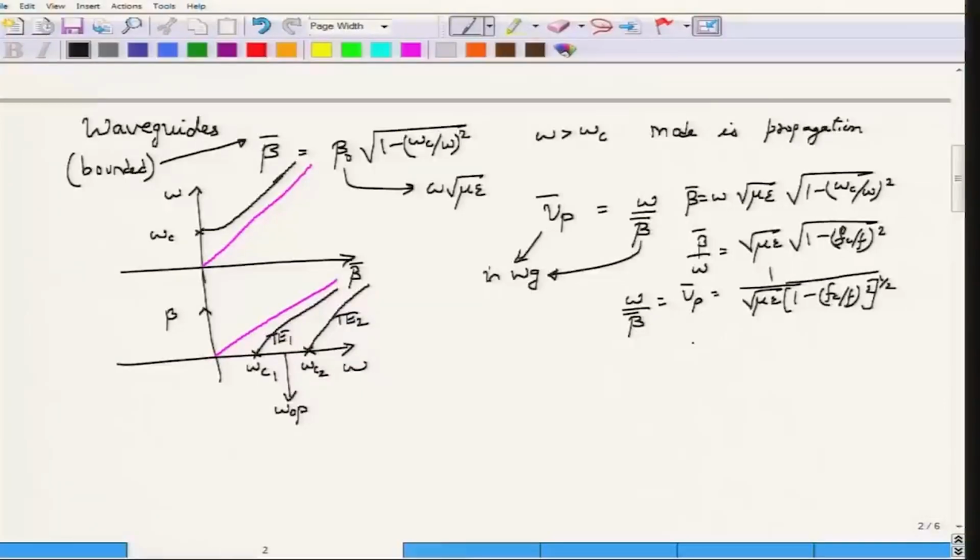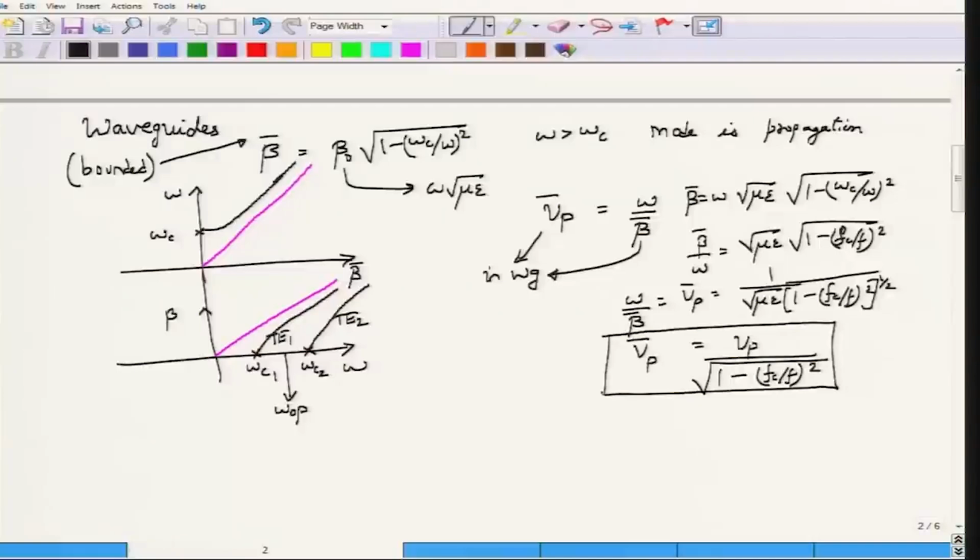This 1 by square root mu epsilon is nothing but the phase velocity of a wave if the medium had been free space. So, this would be the free space phase velocity V p divided by square root of 1 minus f c by f whole square. What has happened here is that although there is a 1-to-1 relationship between V p bar, the phase velocity, and the frequency, as long as you are working in the single mode condition, the problem is that V p bar depends on the frequency f.